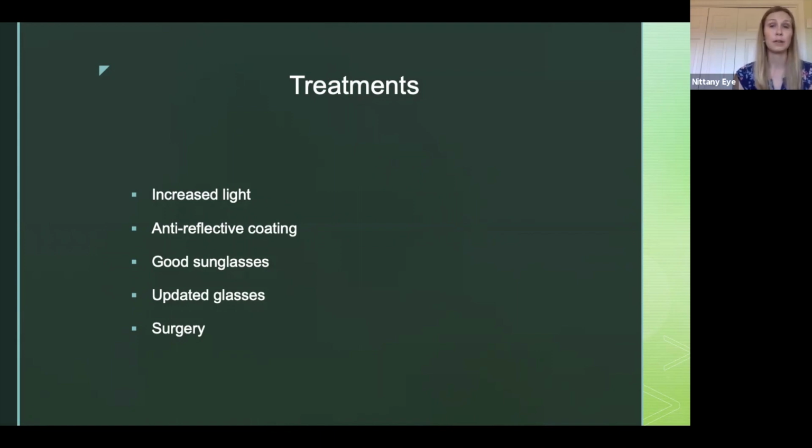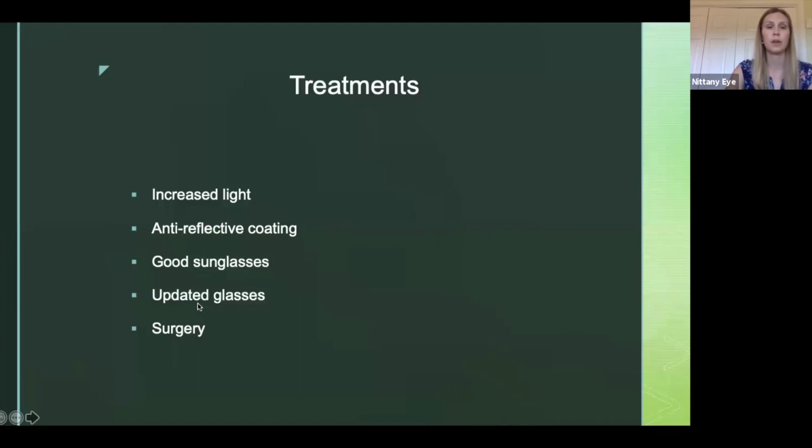Talking to your doctor about getting an anti-reflective coating on your glasses can really be beneficial. I recommend this for anyone with early cataracts. It really just helps with night driving, decreases the glare, decreases the haloing. Getting a good pair of sunglasses not only protects your eyes, but if you're becoming very light sensitive due to your cataracts, this can also help.